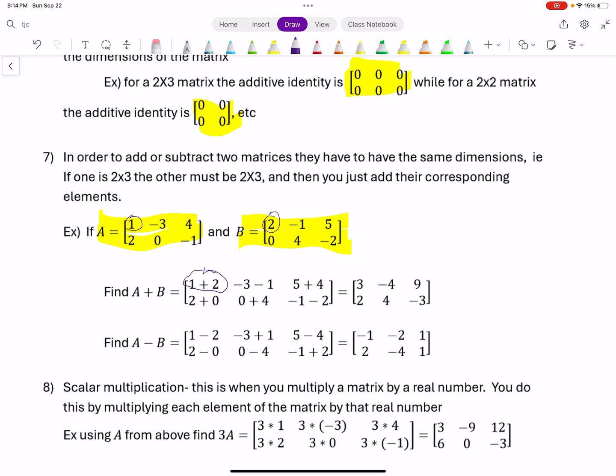Okay, then we move here. We're going to add -3 with the -1. And then 4 with 5. Then we come down here to this 2. That 2 we're going to add with a 0, which is what we do here. Then this 0 we're going to add to the 4, which is what we do here. And this -1 you're going to add -2, which is what we do here.